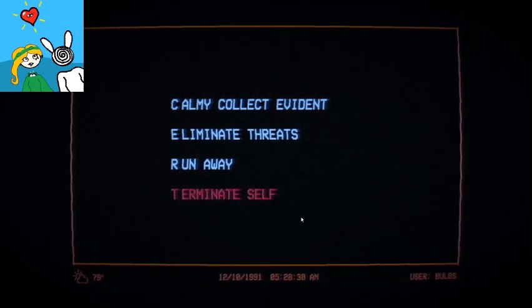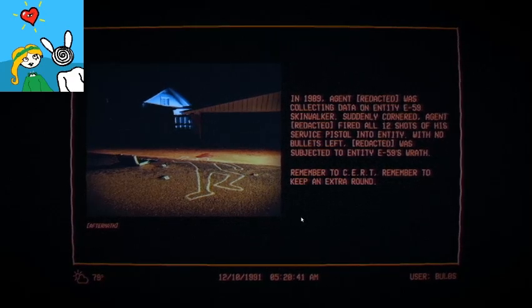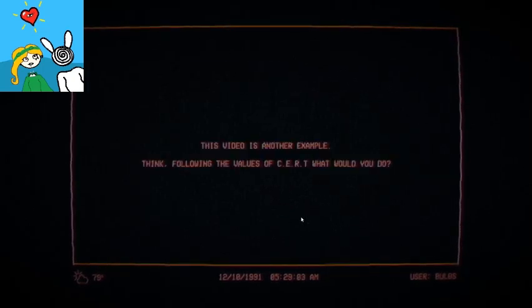Let us look at an example where an agent didn't follow the principles of CERT. In 1989, Agent Redacted was collecting data on Entity E59 Skinwalker. Suddenly cornered, Agent Redacted fired all 12 shots of his service pistol into Entity. With no bullets left, Redacted was subjected to Entity E59's wrath. Remember to search, remember to keep an extra round. This video is another example. Think, following the values of search, what would you do?